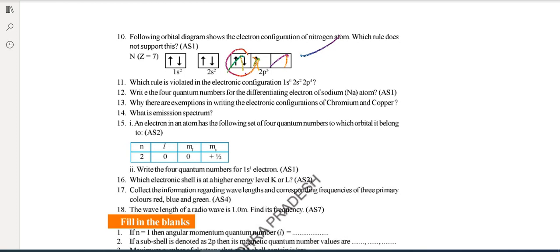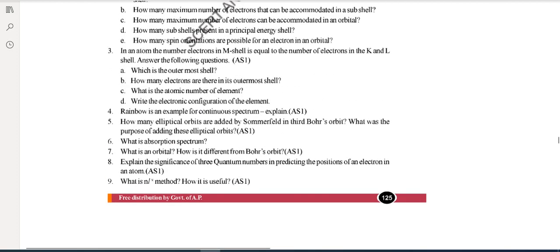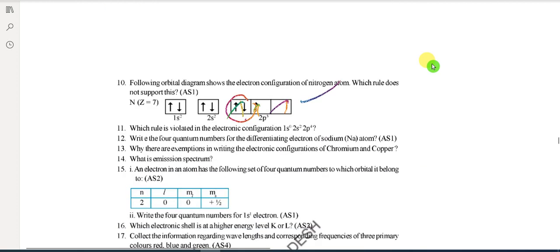Okay, and the question, here, violated which rule? Aufbau rule. That means first one is 0. First must fill, one has to, two has to, like this.